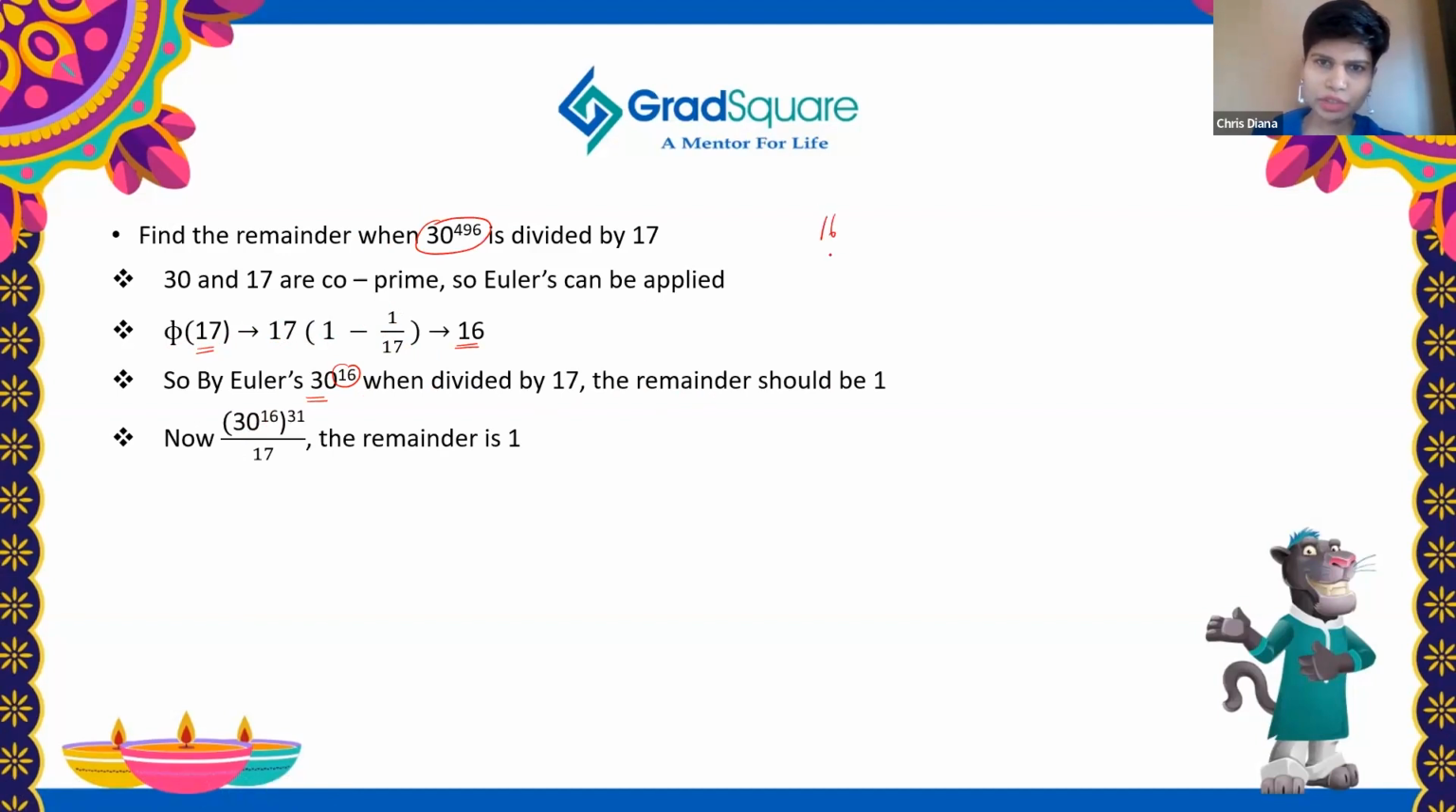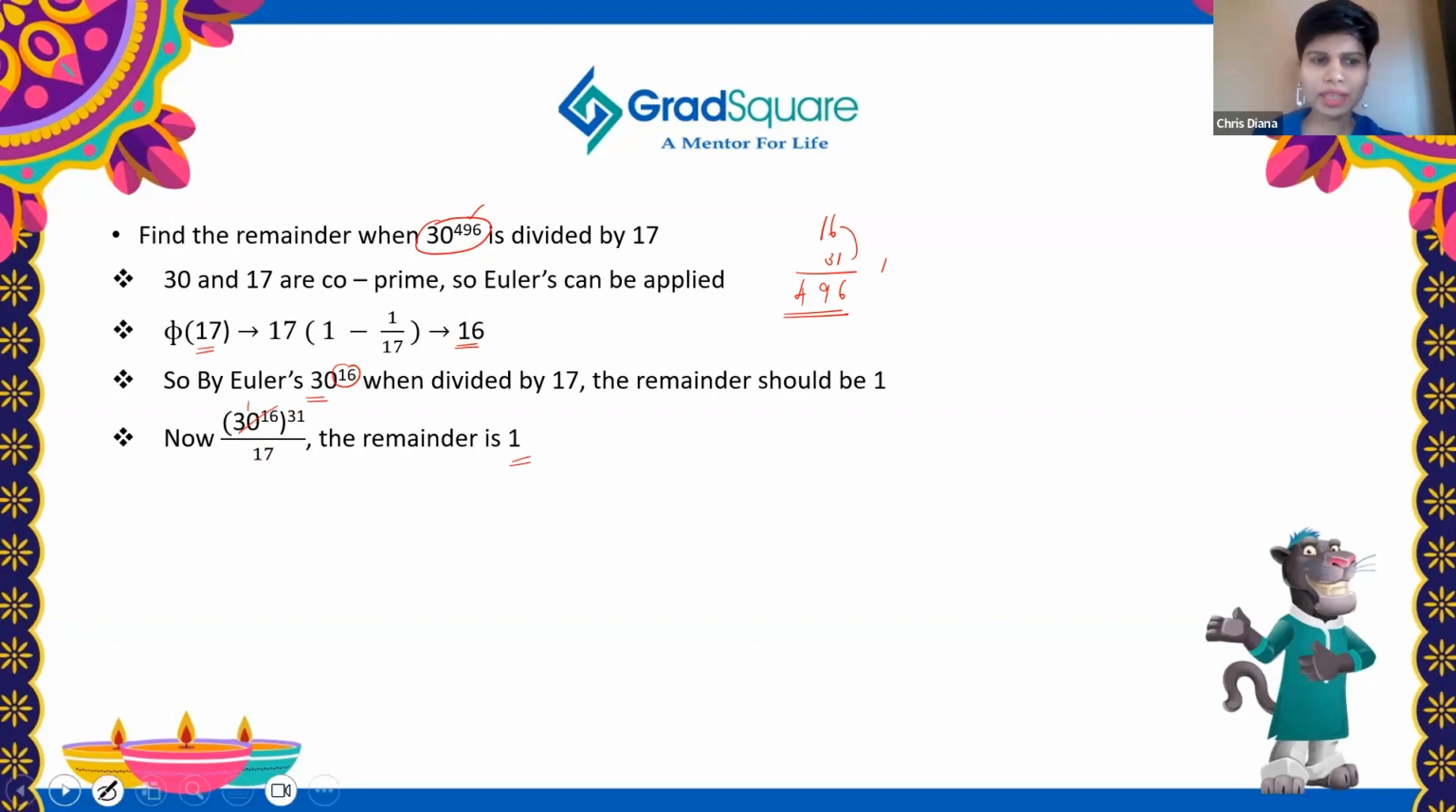Now I can express this whole thing as 30 to the power 16 whole power 31. See, 16 into 31: this will give you 6, then 1 plus 18 is going to be 19, 3 into 1 is going to be 3, plus 1 is going to be 4. So you get 30 to the power 16 whole power 31 is 30 to the power 496. So when you divide that by 17, by Euler's remainder theorem, 30 power 16 by 17, remainder is 1, 1 power 31, the remainder has to be 1. Right. So we have seen two good examples for application of Euler's remainder theorem.